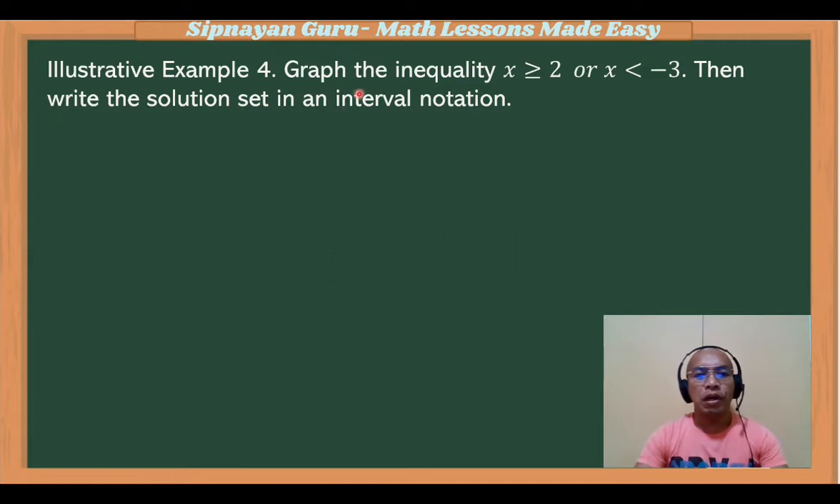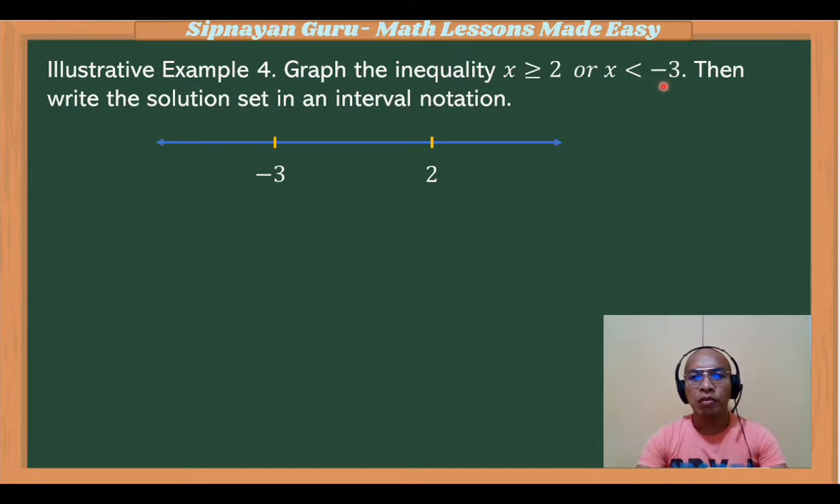Example number 4. Graph the inequality x is greater than or equal to 2 or x less than -3. So in this case, we will also divide the number line into 3 parts. So this could be our boundary. So this would be the -3 at the left and +2 at the right.